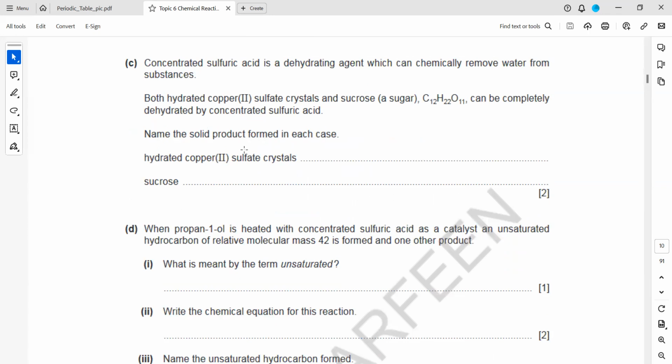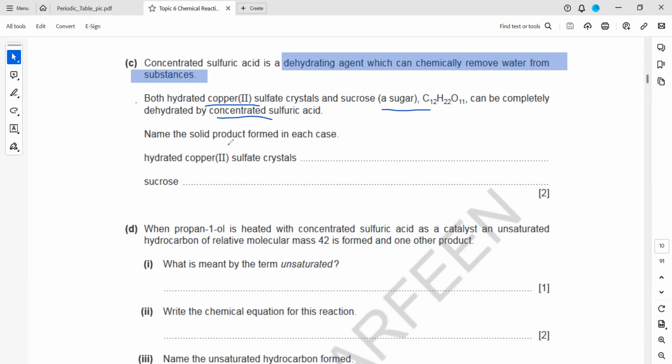Concentrated sulfuric acid is a dehydrating agent which can chemically remove the water. So this is actually a definition of a dehydrating agent. Dehydrating agents are the ones which can chemically remove water. If it was a drying agent, it would physically remove the water, like silica gel, anhydrous copper sulfate. These are drying agents. Sodium sulfate, calcium sulfate as well. These are drying agents which can physically remove the water. But if it chemically removes the water, we call that a dehydrating agent. So both hydrated copper 2 sulfate and sucrose, the sugar, can completely be dehydrated by concentrated sulfuric acid.